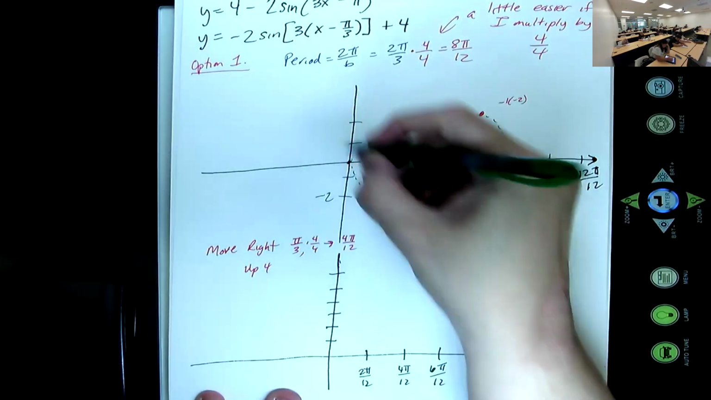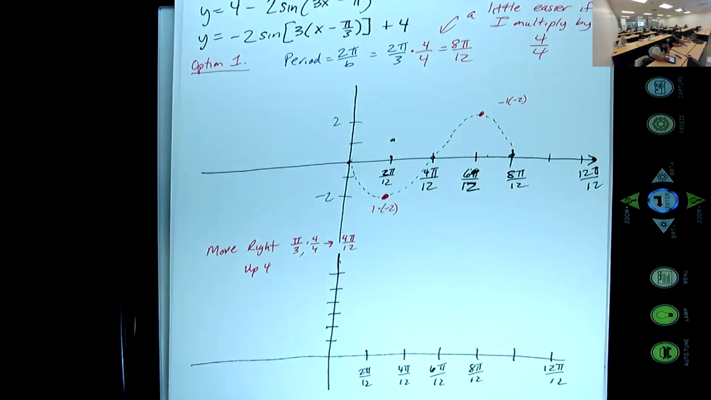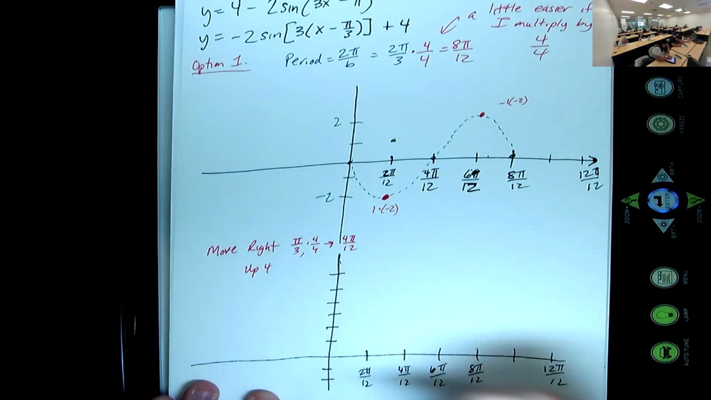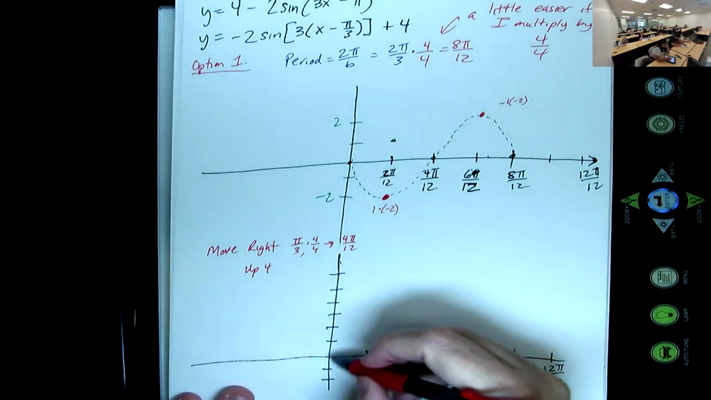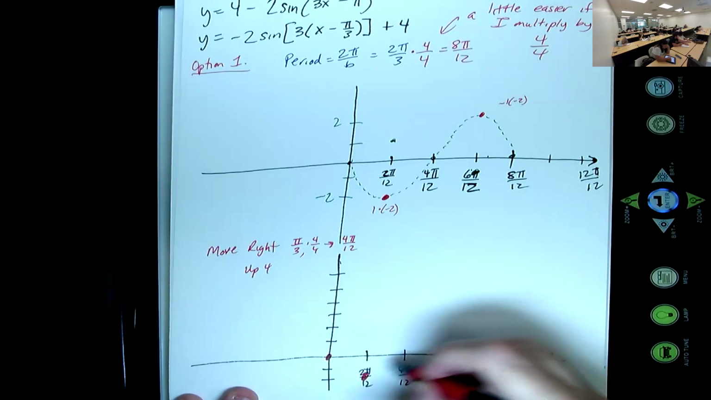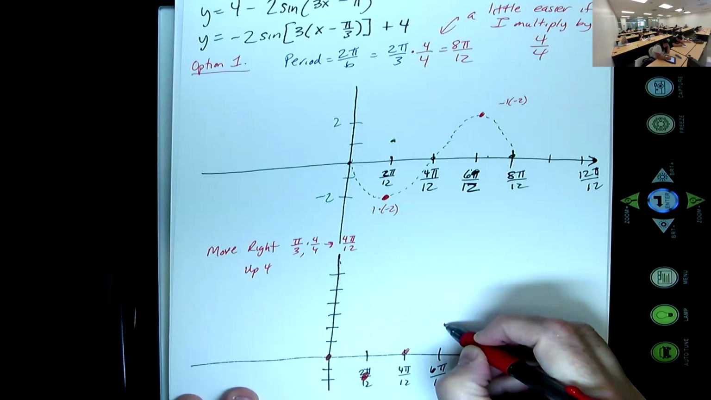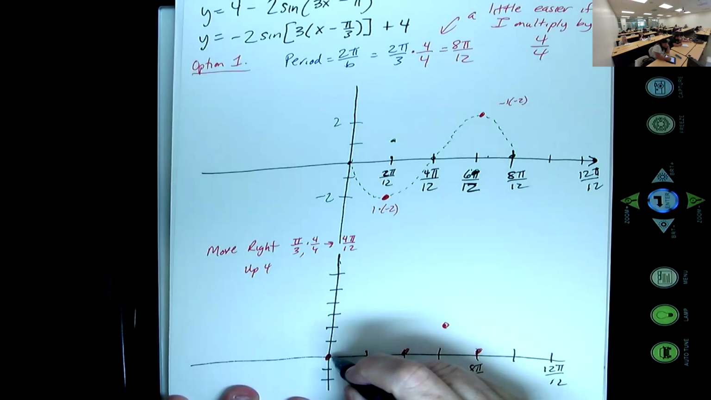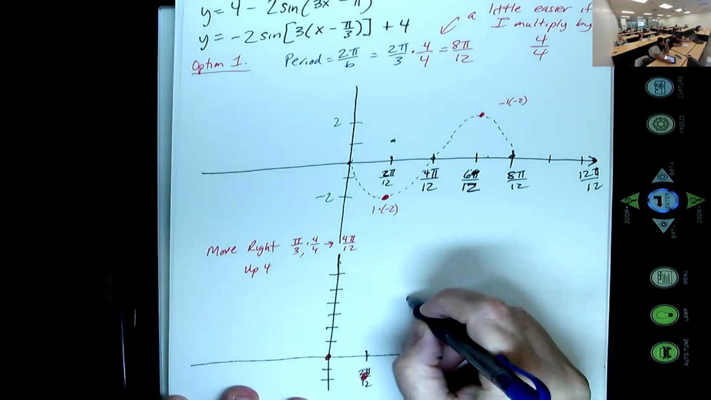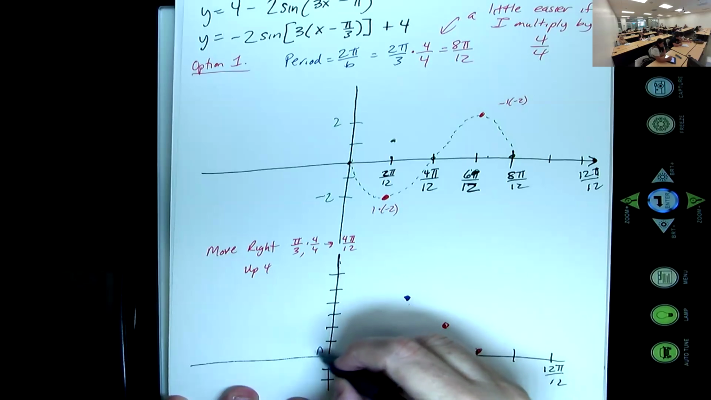This was at -2 and 2. I'm actually gonna show it here on this graph real quick. The points we had: 0, -2, 0, 2, and 1. And now I'll do my movement. I'm gonna go right 4 pi over 12 and up 4. So this point goes right 4 pi over 12 and up 4. That's like point A is now over there.